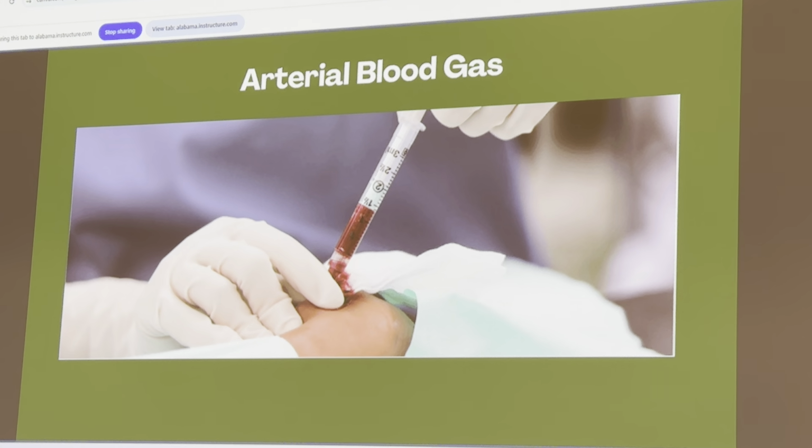Your respiratory rate. How fast am I giving those breaths to my patient? So I'm giving 16 breaths per minute or 18 breaths per minute. How many times am I delivering breaths to my patient?